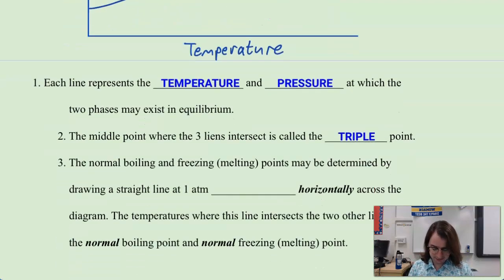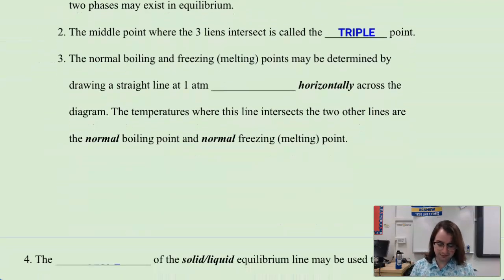Okay? So the normal boiling point may be determined by drawing a straight line at 1 atmosphere. This is a bad blank. There's no reason for that to be in your notes, so just cross that out.